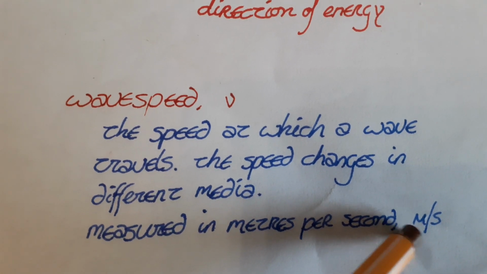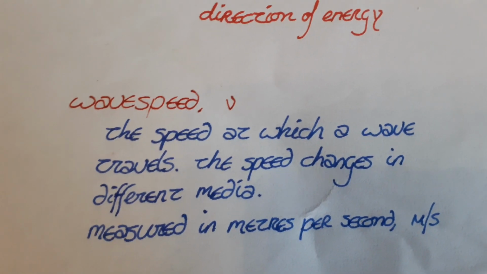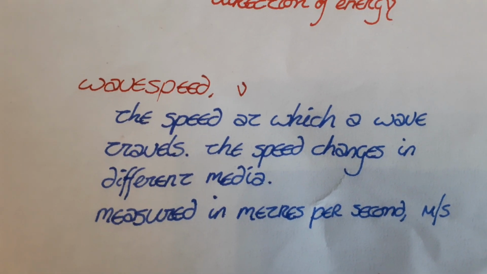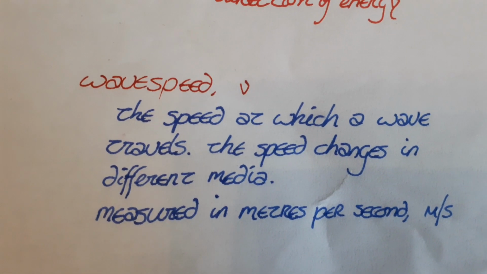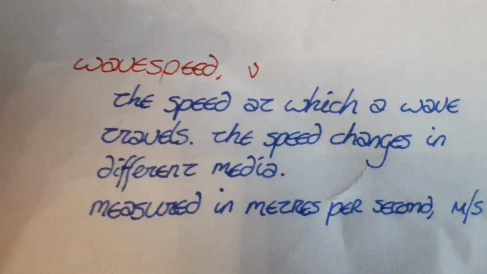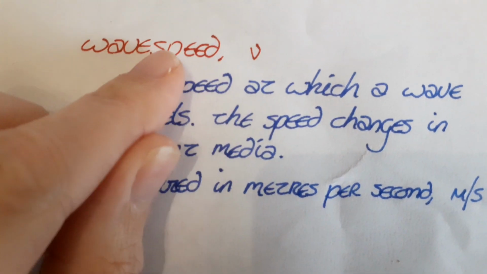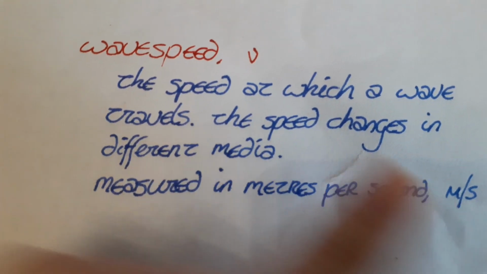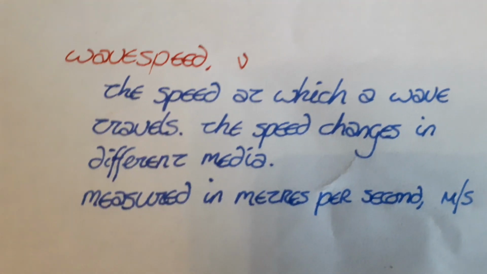And it's measured in meters per second. And we write that as m/s. If you wanted to write it as ms to the -1, you can do, but that's not expected until A level. Okay? So that's wave speed. It's a speed. Okay, speed. And that's why we measure it in meters per second, because it's a speed.